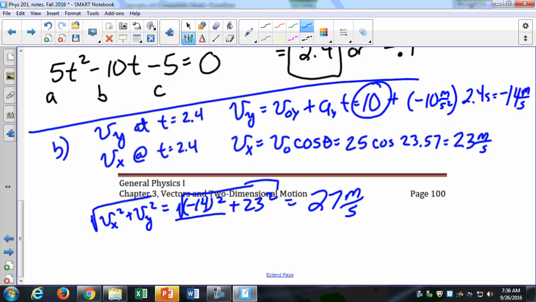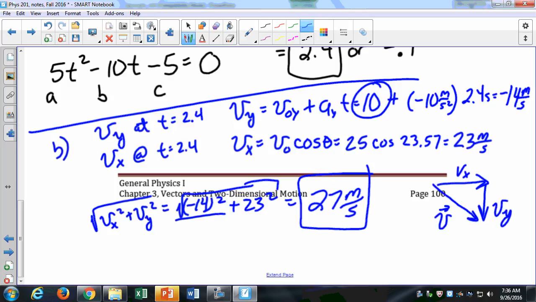Okay? Now, we also want to know the angle. That is the magnitude of our velocity. We also want to know the angle for the velocity. Remember, when we have vectors, I have my Vx here, I have my Vy here. This is the vector that I'm looking for. I want to know what is this angle. So how am I going to find that angle for this final velocity? Use one of my trig functions.